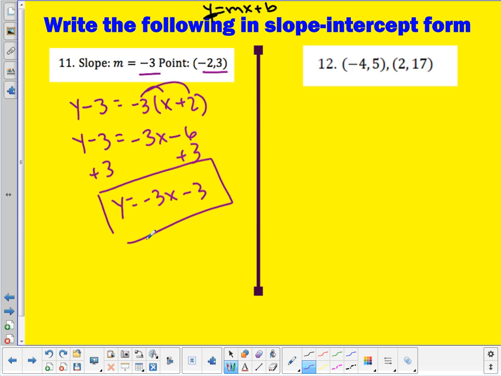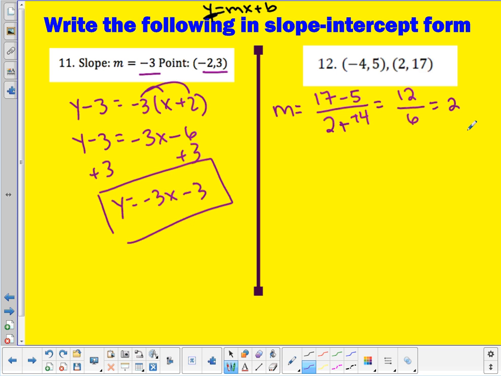And then if I take a look at number 12, now I'm just given 2 points. I'm just given 2 points. And the only thing I can do with 2 points is find the slope. So that's where I'm going to start. I'm going to start with finding the slope. I have 17 minus 5 over 2 minus -4. So 17 minus 5 is going to give me 12. 2 minus -4, that's adding, gives me 6. 12 divided by 6 is equal to 2.